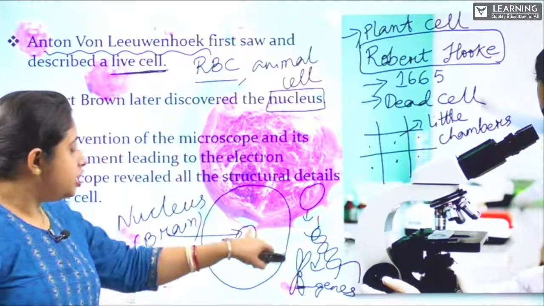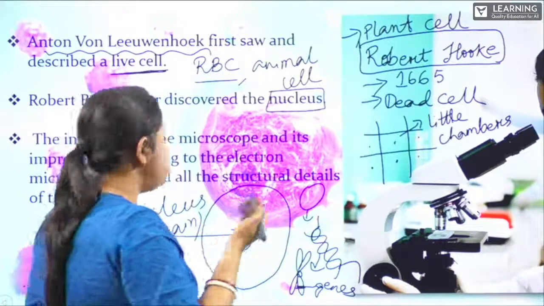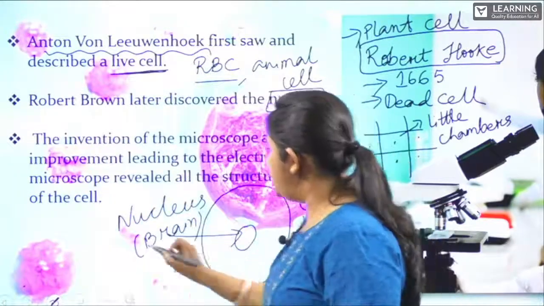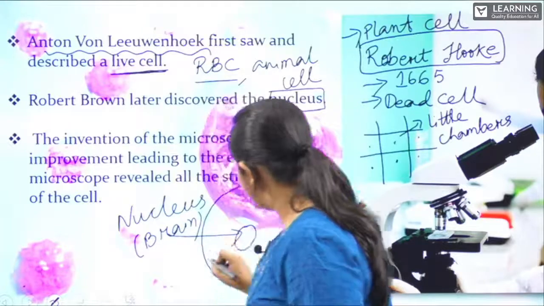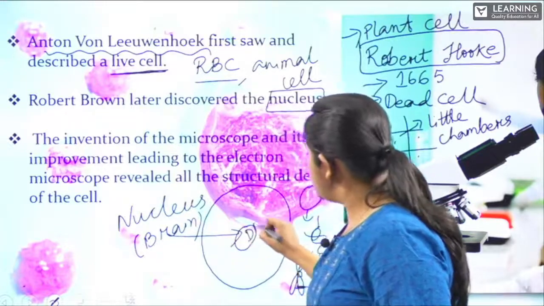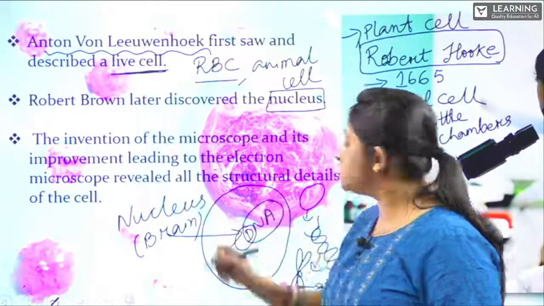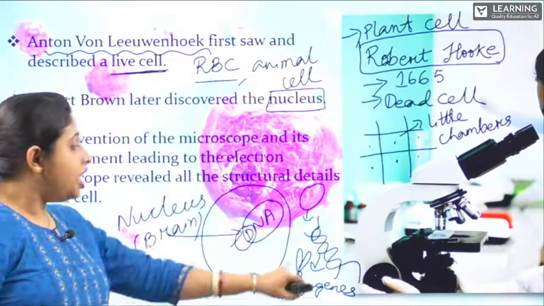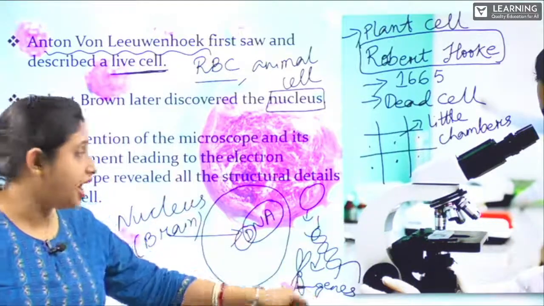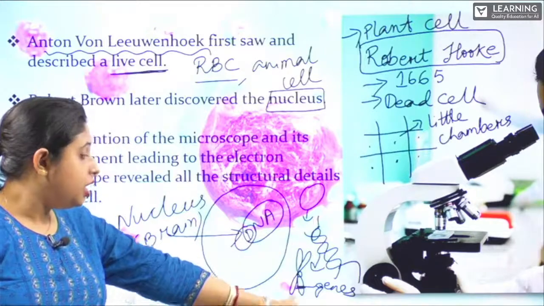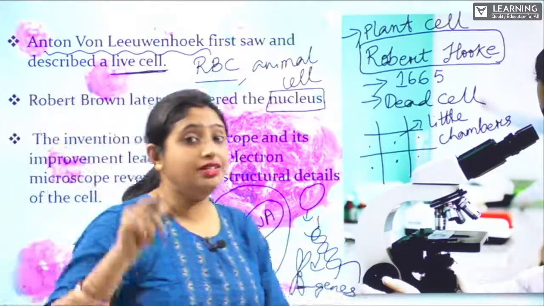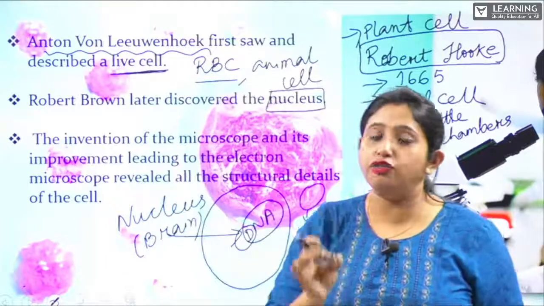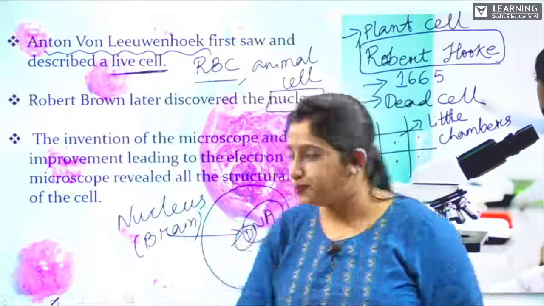Is that clear? So nucleus contains what? Nucleus contains the DNA, which is the deoxyribonucleic acid. So inside the DNA, the chromosomes are present, and inside the chromosomes, genes are present, which are the genetic material of organisms.